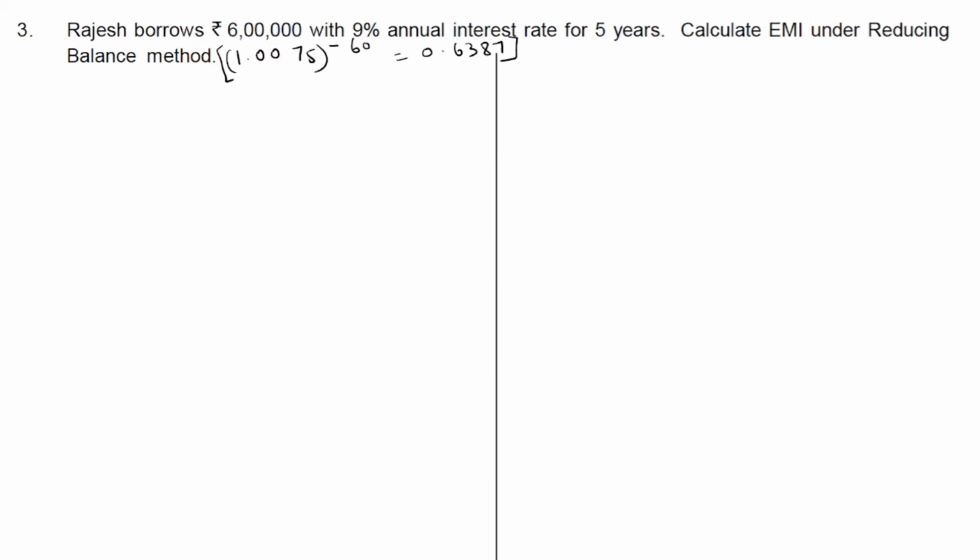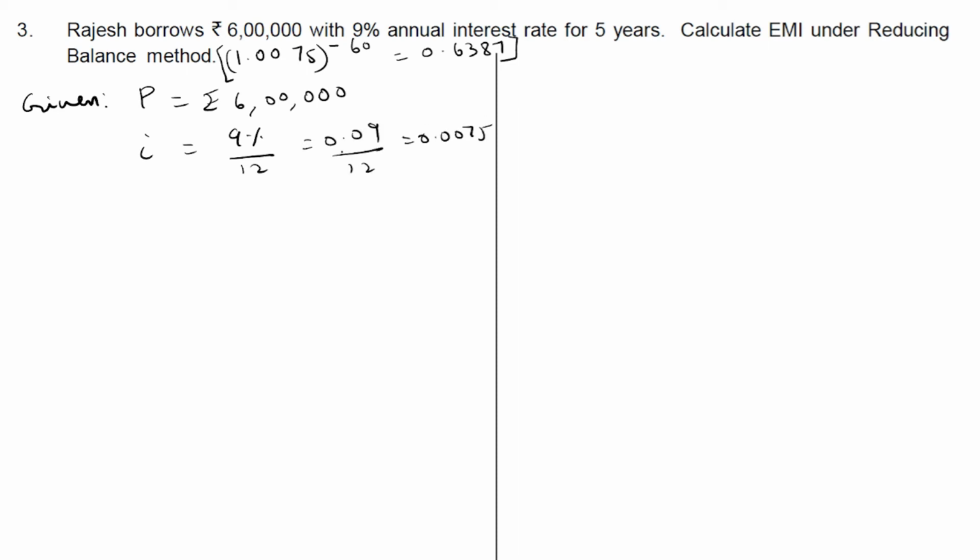Moving on to the next question. Rajesh borrows rupees 6 lakhs with 9% annual interest rate for 5 years. Calculate EMI under reducing balance method. So first let us write what is given. P is rupees 6 lakhs. Then the rate per period will be 9% upon 12. So it is 0.09 upon 12, which is 0.0075. Then N is 5 into 12, which is 60.